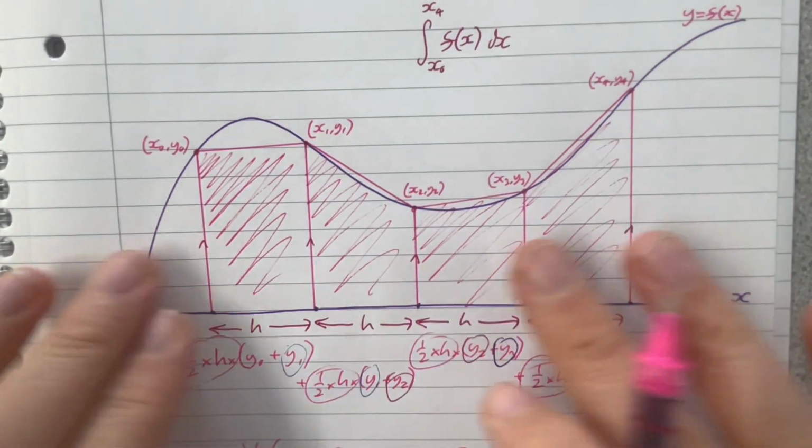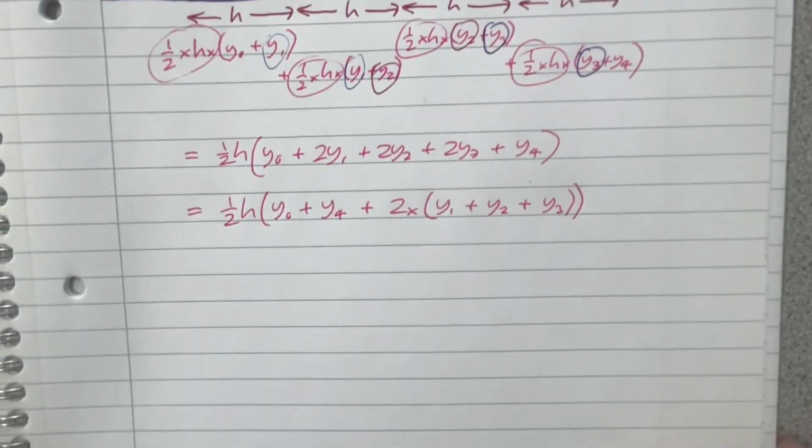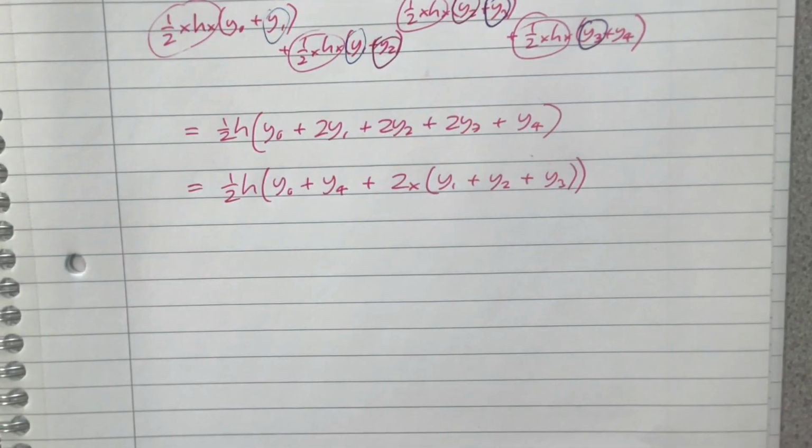Now, 4 strips was chosen at the beginning arbitrarily. You could have had any number of strips. We could have had 1 strip. We could have had 20 strips. We could have had 2,000 strips. It really is the choice of the person executing the method.